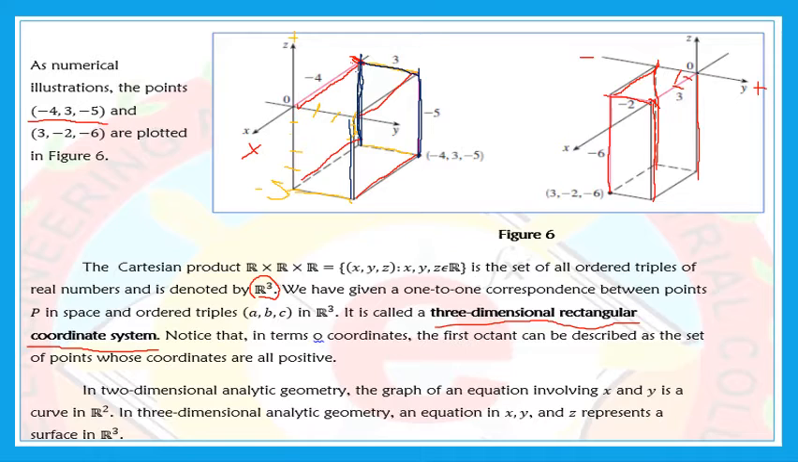Okay, so notice that in terms of coordinates, the first octant can be described as the set of points whose coordinates are all positive. In two-dimensional analytic geometry, the graph of an equation involving x and y is a curve in R squared. So in three-dimensional analytic geometry naman, an equation in x, y, and z represents a surface.